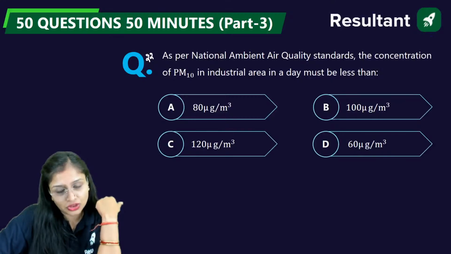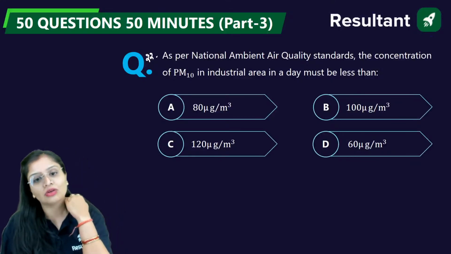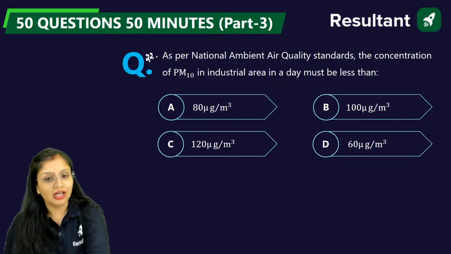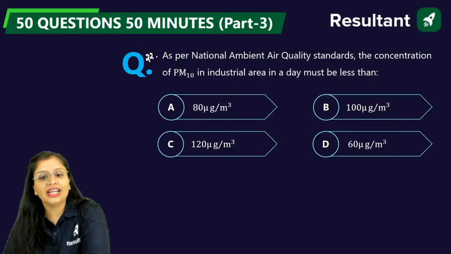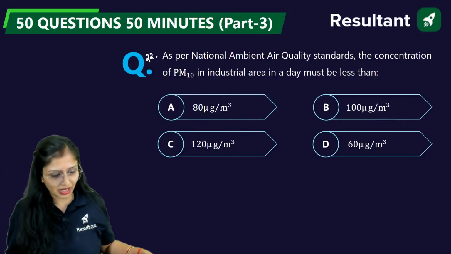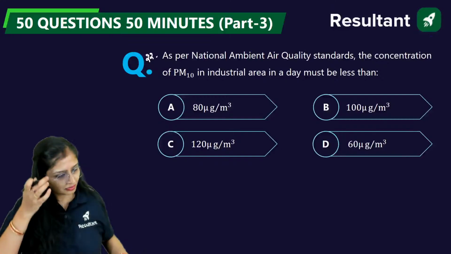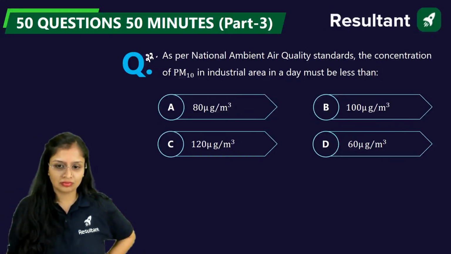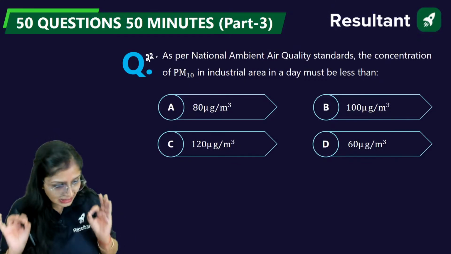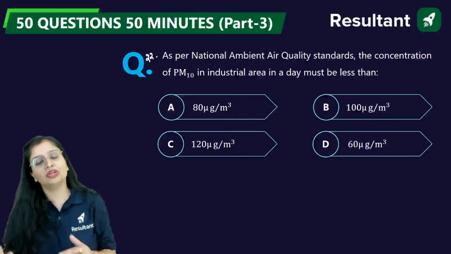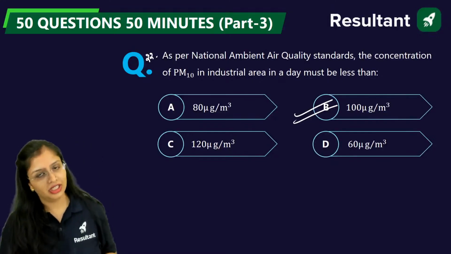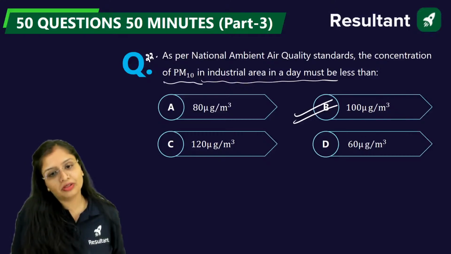Question number 22. Now this is a database question. As per National Ambient Air Quality Index, PM10. PM here does not mean Prime Minister. It means particulate matter. Particulate matter 10 in industrial area in a day. So how much should be the value in industrial area? It should be less than this value. How much should it be, guys? Must be less than. It should be less than that. That is 100 microgram per cubic meter. It should be less than that in industrial area for particulate matter.